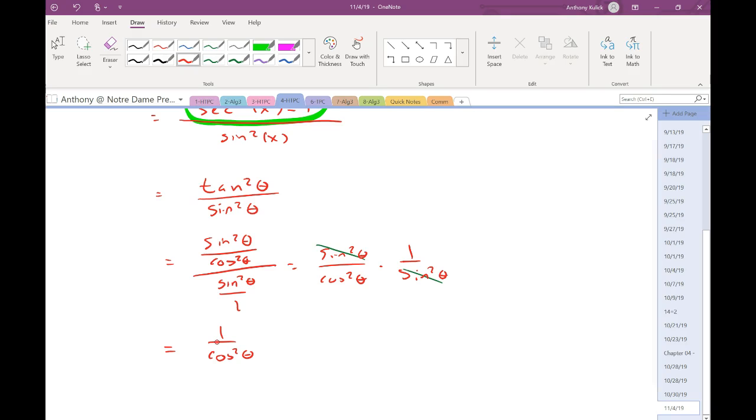Yeah, so I noticed that 1 over cosine is the same thing as secant. So 1 over cosine squared is just secant squared. And that's as good as I can do because now I'm down to a single trig function. Everybody okay with that idea?